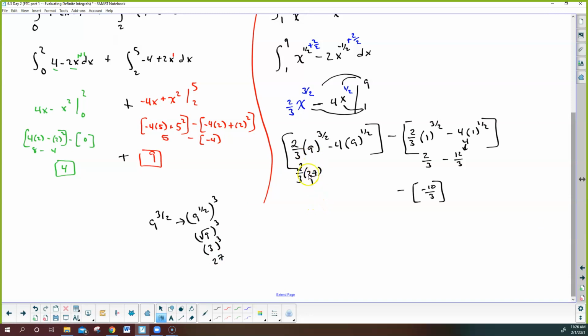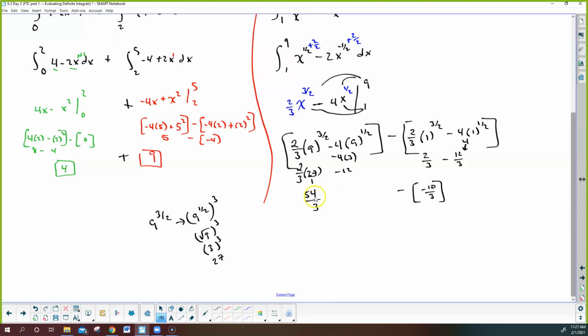But then I still have to deal with this whole mess, the 2/3. So if I double 27, I get 54 over 3. And then hopefully this is really comfortable. We know what 9 to the 1/2 is, 3, right? We did that part inside the parentheses here. So this whole thing is just the square root of 9, or 3. And I get minus 12, negative 4 times 3.